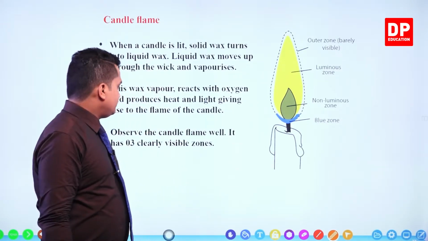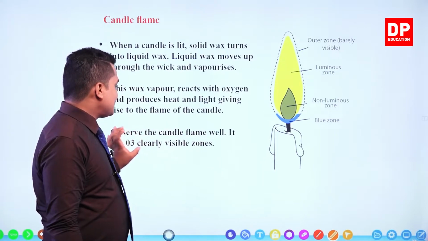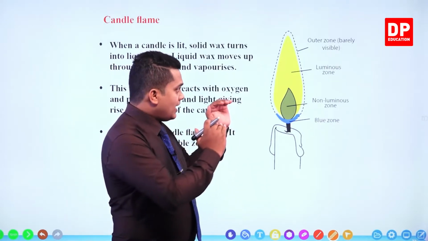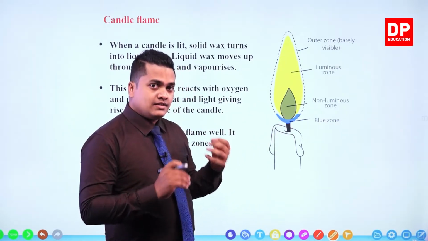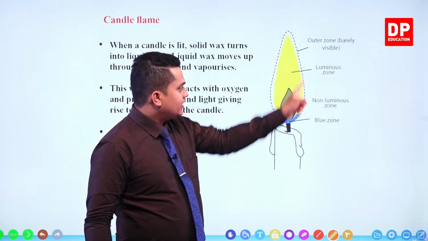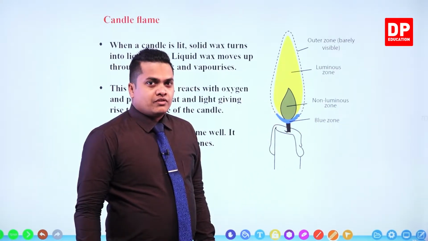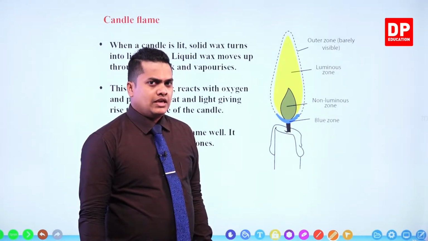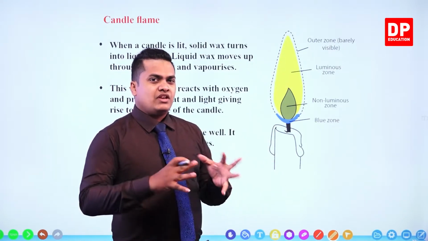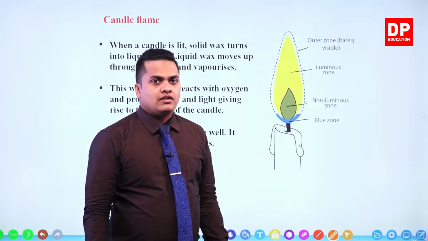So, observe the candle flame here in the figure. It has three clearly visible zones, and out of the three zones, this blue color area is contained within one zone. You can observe it clearly in the figure. The outer zone, the bottom part, is the blue zone. So, my dear children, let's head on to the lab. We'll observe the candle flame and identify these areas. Then we'll come back and discuss special things related to the candle flame.